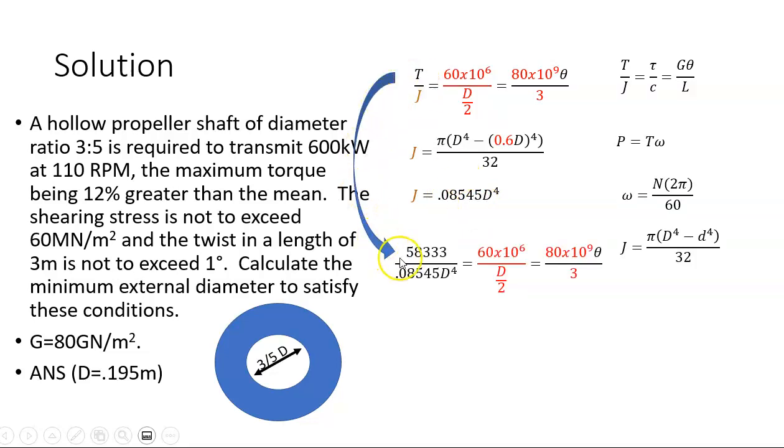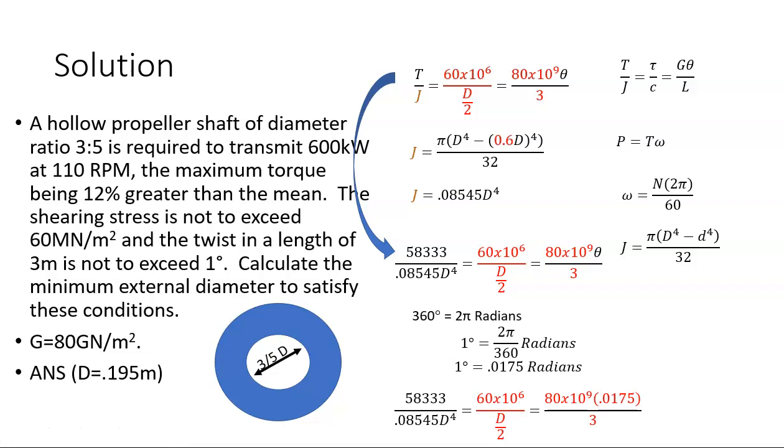Now we're going to take this equation down. The torque, we calculated previously as 58,333. The J is 0.08545 d to the power 4. This is 60 by 10 to the power 6, and this is d over 2, and everything else is just the same. Okay.